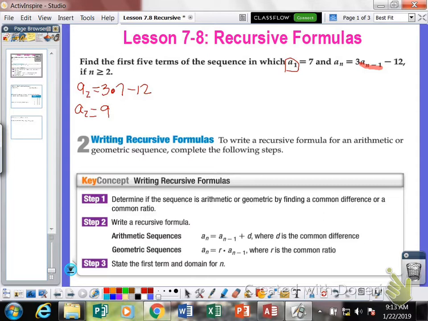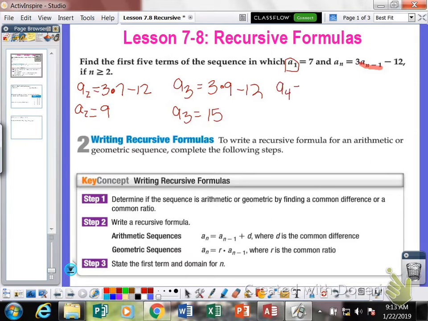And then a sub 3 would equal 3 times the previous term. Now, the previous term was what we got for a sub 2. Our second term, a sub 2 just means second term. It's just how we write notation. So a sub 2 is equal to 9. So now we take 3 times the previous term, 9, and subtract 12. A sub 3 is equal to 27 minus 12, which is 15.